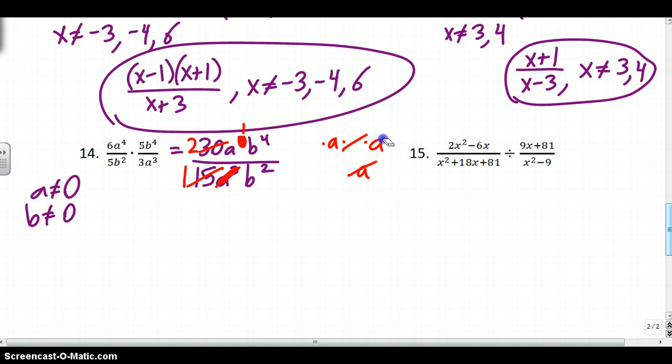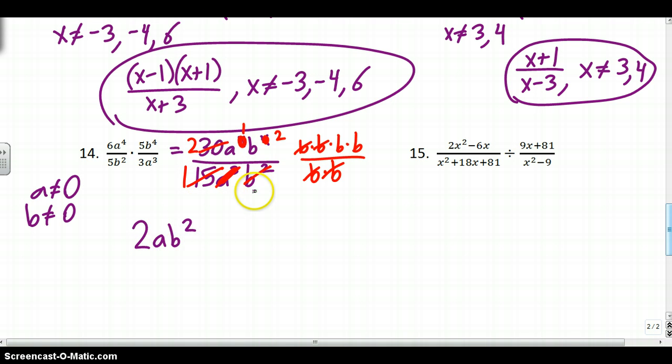Same thing happens with the b's, okay? B to the 4th is b times b times b times b over b squared, which is b times b. All right. 2 pairs of those b's are going to cancel, and you're left with b to the 2nd power in the numerator. So our final answer is 2ab squared, and technically it's over 1, so we don't have to worry about it. A isn't 0, and b isn't 0 either.